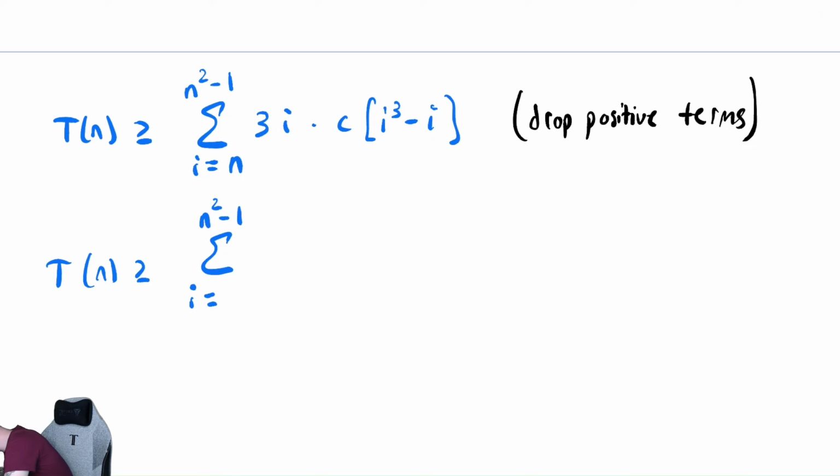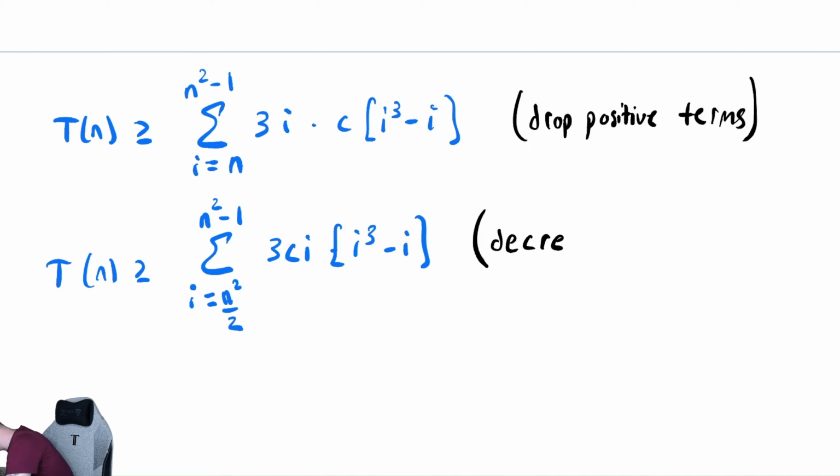The standard technique is just make it n squared over 2. You could make it n squared over 3, you could make it n squared over 4, you could make it n squared over 33. The number does not matter. You're just making it look like n squared somehow. And then inside we have 3ci times quantity i cubed minus i. And the thing that we did there was decrease the range or shrink the range, whichever active verb you want.